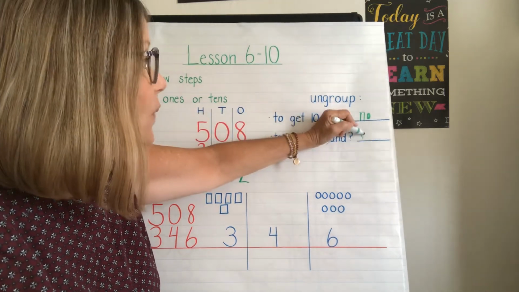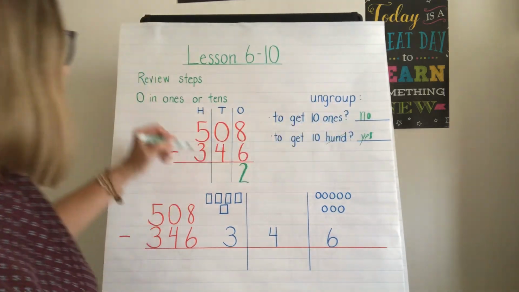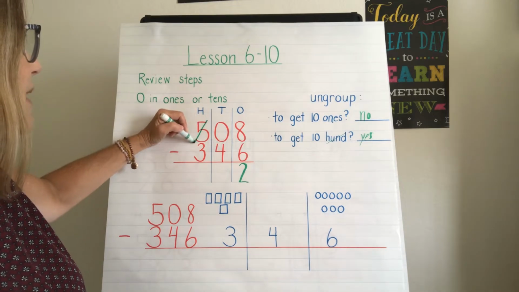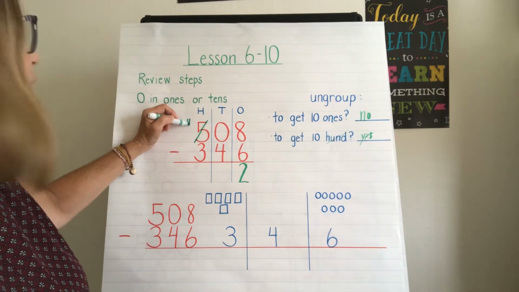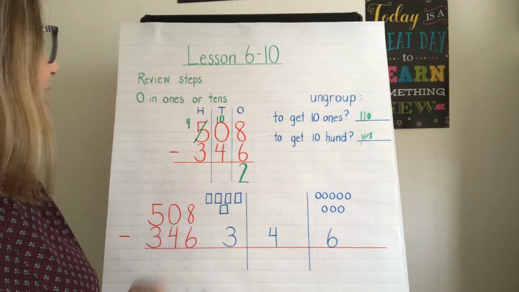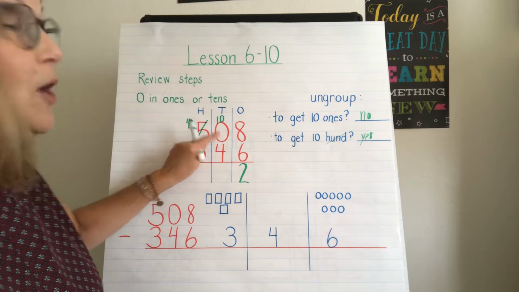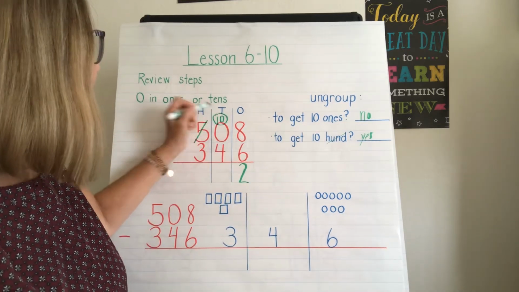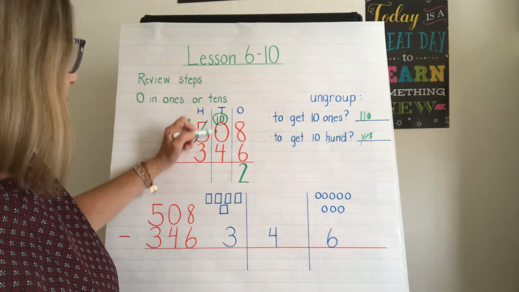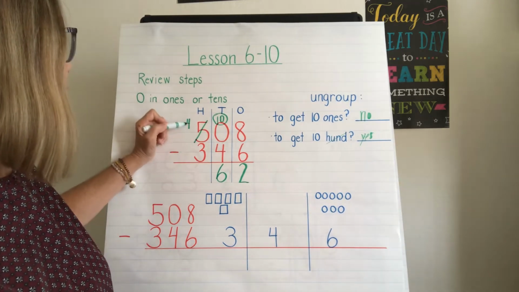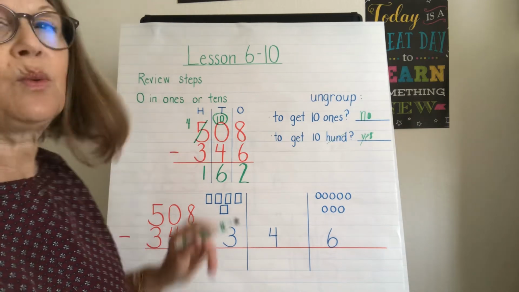So yes, we need to ungroup. So we're going to go over to the hundreds. We're going to take the hundreds, make that 4 hundreds and 10 tens. We're going to add it to the 0, which of course 10 plus 0 is 10. And we're going to say 10 take away 4 equals 6. And now 4 take away 3 equals 1.